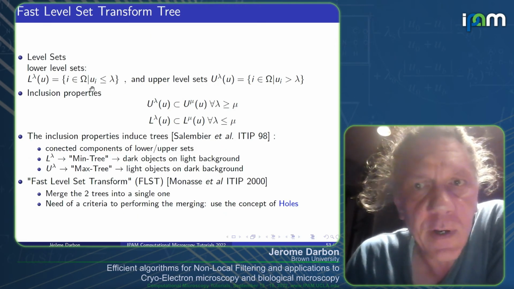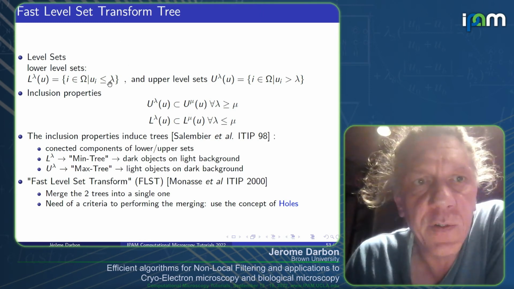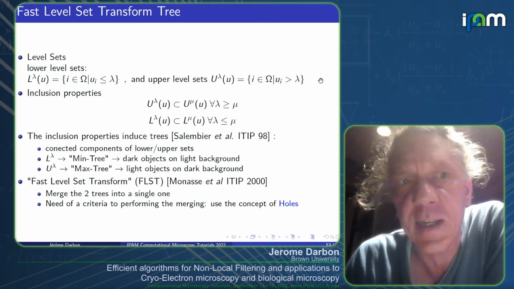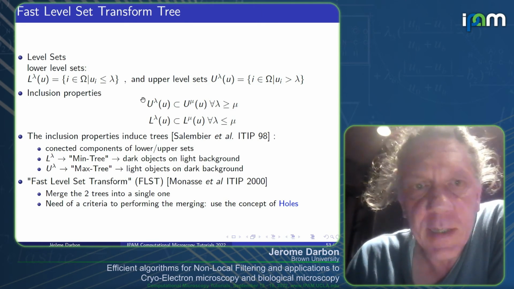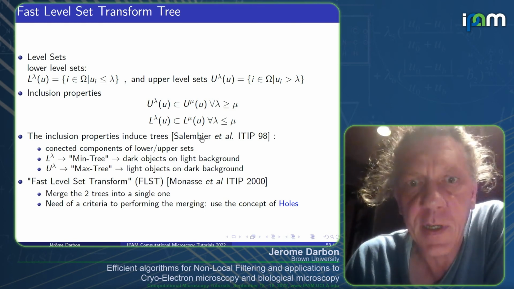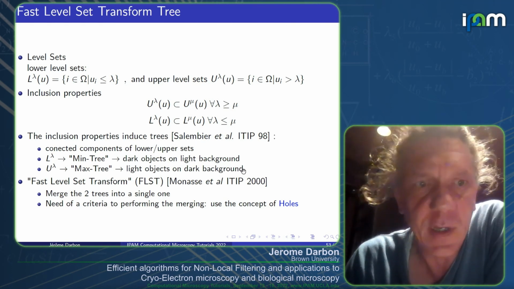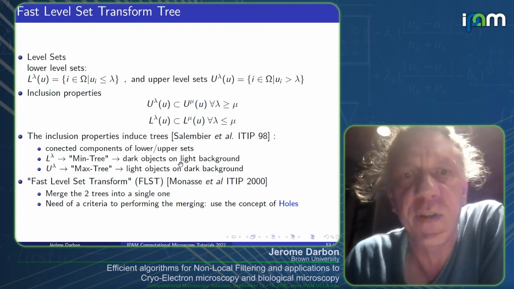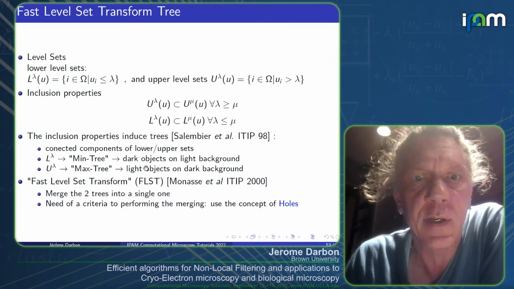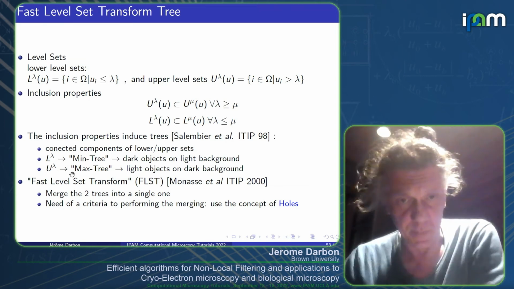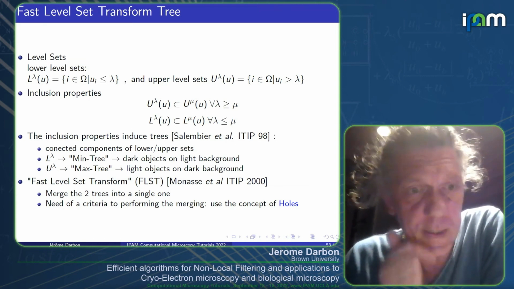Let me give you an example of how we're going to do that. We're going to consider the level sets of an image. We have the lower level sets, the upper level sets. It is well known that upper level sets and lower level sets satisfy an inclusion property. And from this inclusion property, you can create trees. So if you are considering lower level sets, you are considering min trees, and that means you prefer dark objects on light background. And otherwise, in the case of upper level set trees, the opposite.